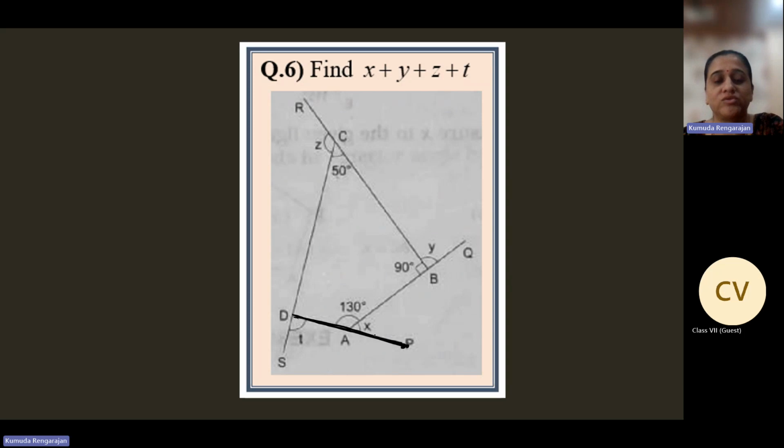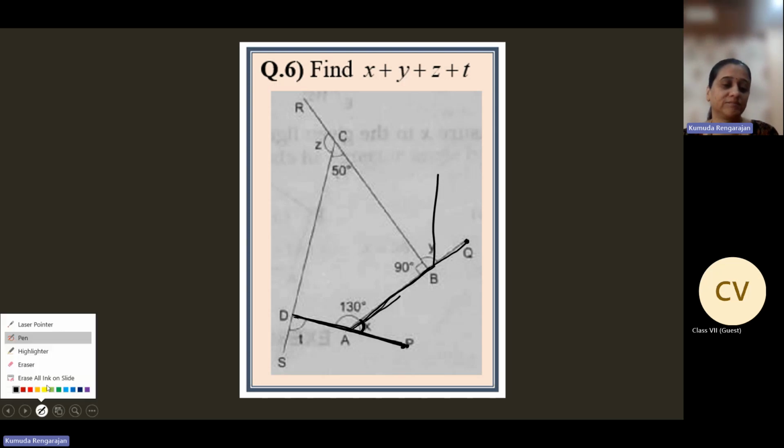When a side of the polygon is produced, an exterior angle is formed. That's how this angle is formed, which is marked X. Side AB of the quadrilateral ABCD is produced to a point Q. Whenever a side is produced, an exterior angle is formed. Produced means it should continue in the same straight line. You cannot bend it like this. You must produce it in the same straight line.